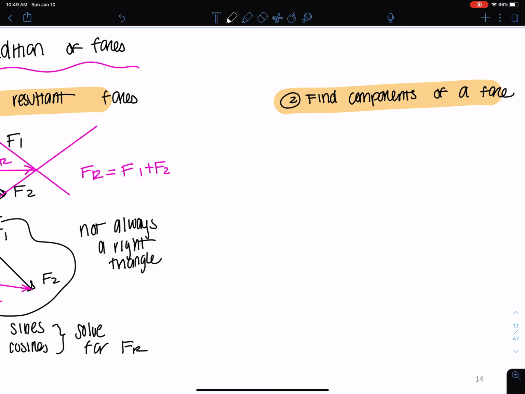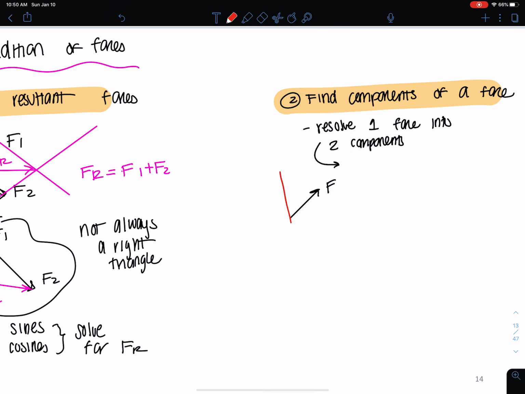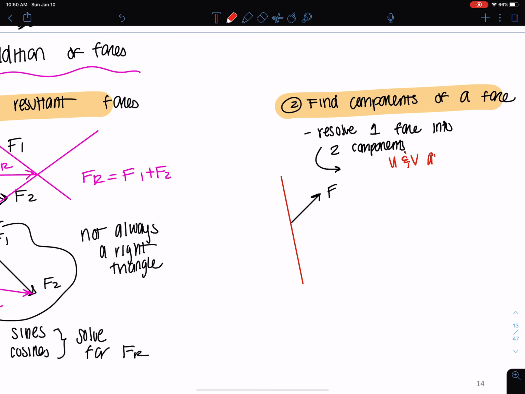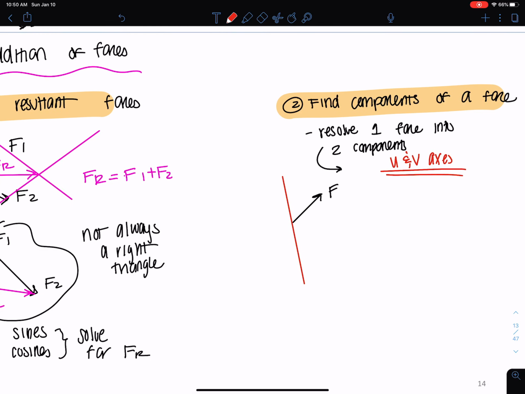And then to find components of a force, sometimes we can resolve a force into 2 components. Now we've already done this in a previous example using the x and y, but what if we want to use different axes? What if I have a force and I want to resolve it into this axis and a perpendicular axis? So I can choose some u and v axes. I can do this on any axes, and I'll show you what I mean.